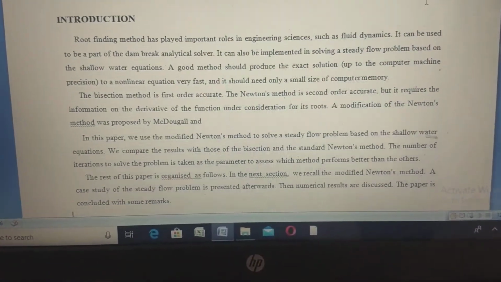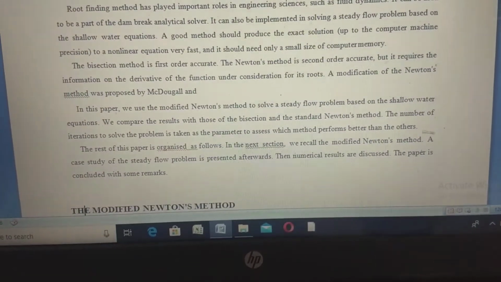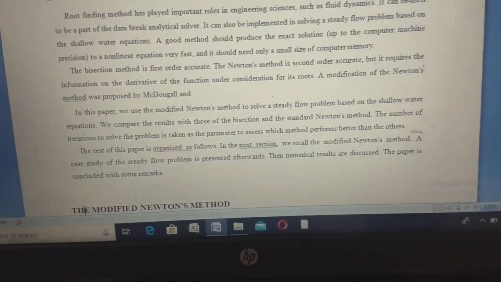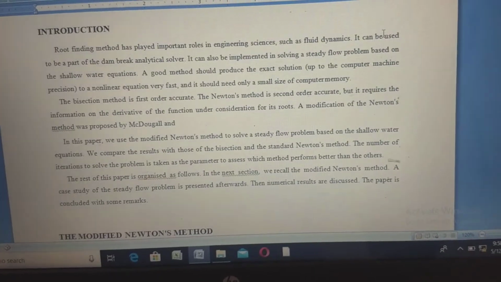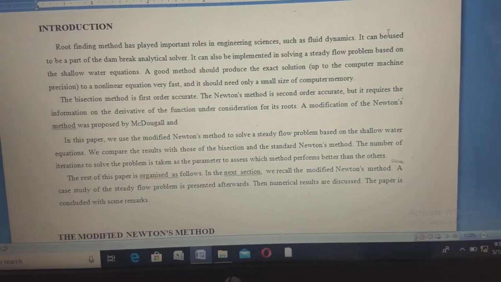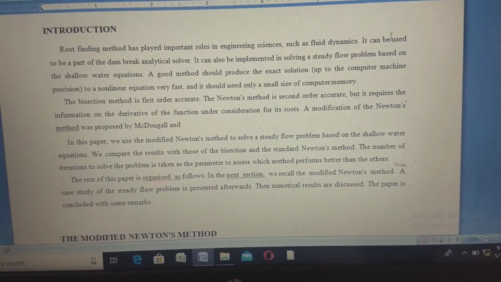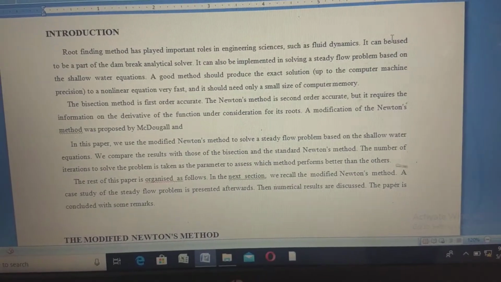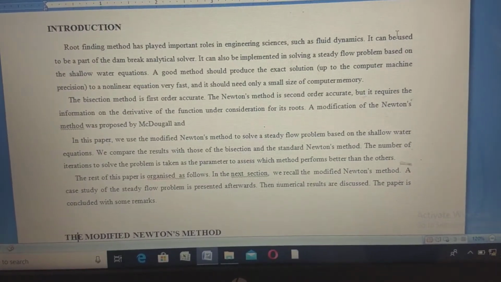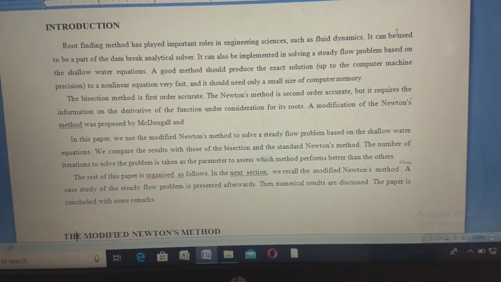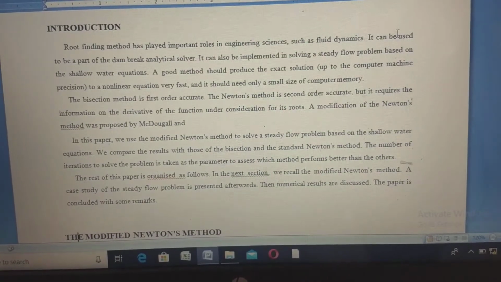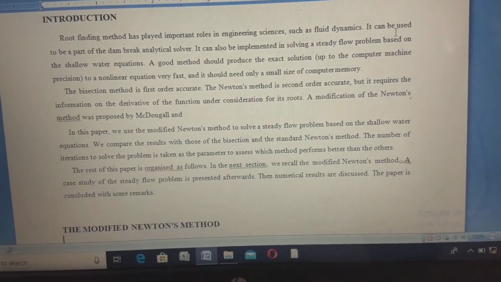The rest of this paper is organized as follows. In the next section, we shall present the modified Newton's method. A case study of the steady flow problem is presented afterwards. The numerical results are discussed. The paper is concluded with some remarks.